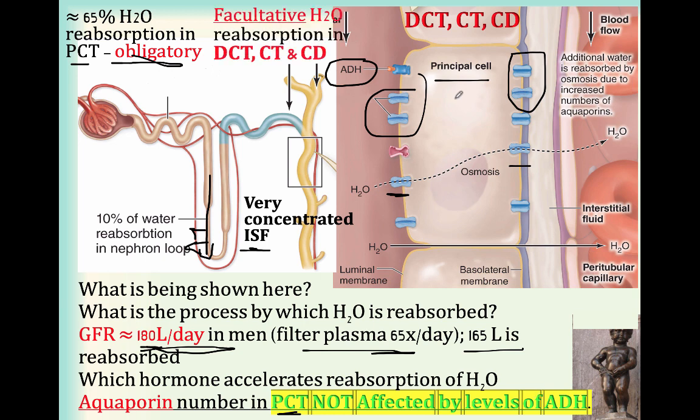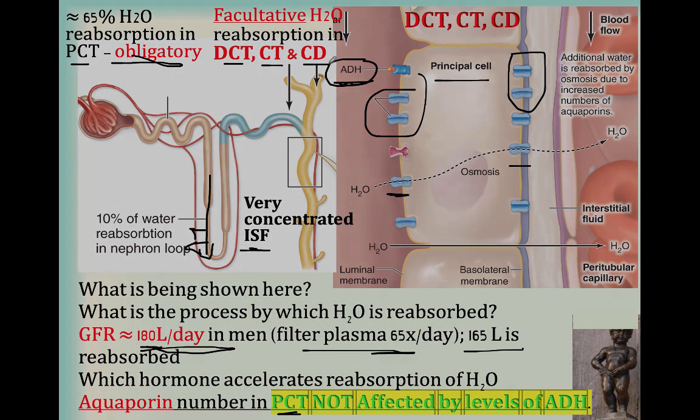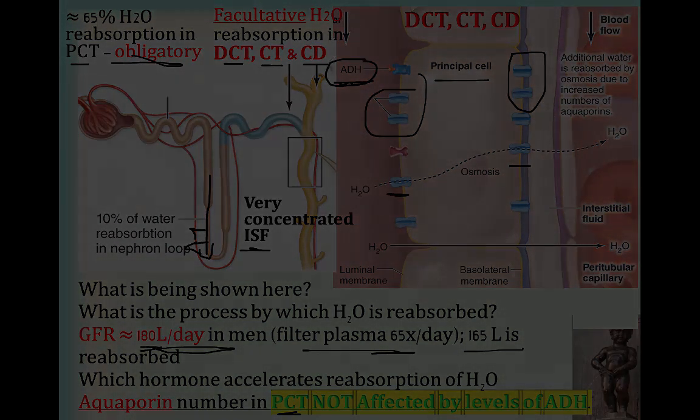And then we also have what's referred to as facultative water reabsorption, and it is indeed affected by the ADH. And in the distal convoluted tubule, the collecting tubule, and in the collecting duct. And that brings us to the end of video number 2. And in video number 3, we'll look a little bit more at reabsorption of some things, and we'll see how is it that you create low volume, high concentration urine? How is it that you create high volume, low concentration urine?